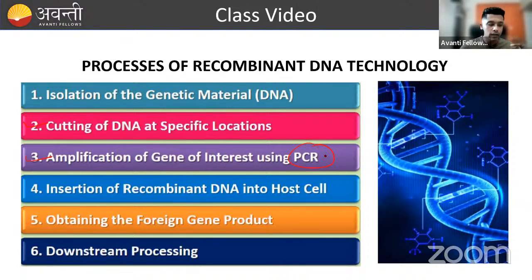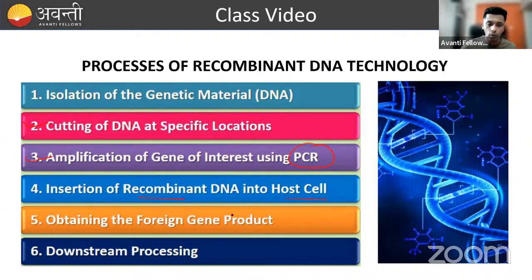So once we have thousands of copies of our gene of interest, now what do we do? We try to insert this gene of interest into a vector. After we put it in a vector, next we will try to insert this recombinant vector, or recombinant DNA, into the host cell through several means. After having this recombinant cell, next what we will do?